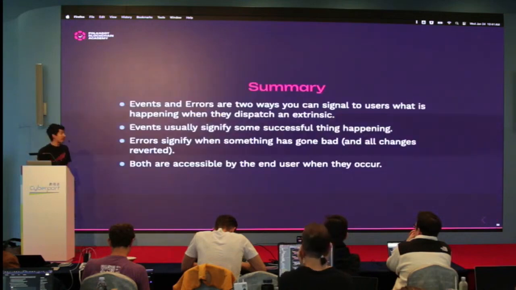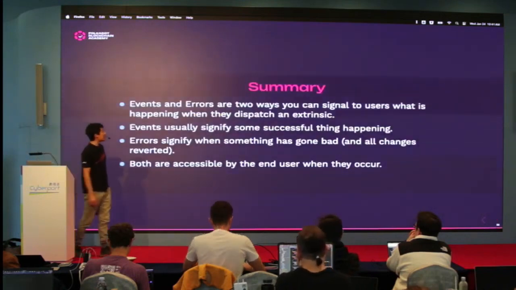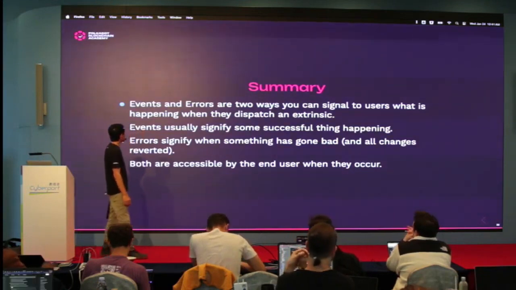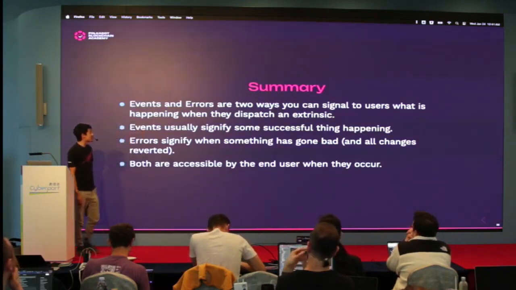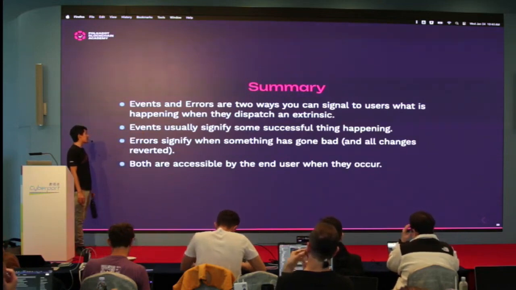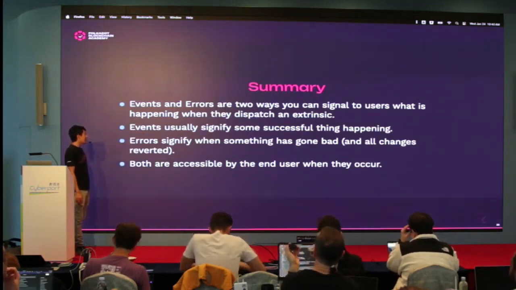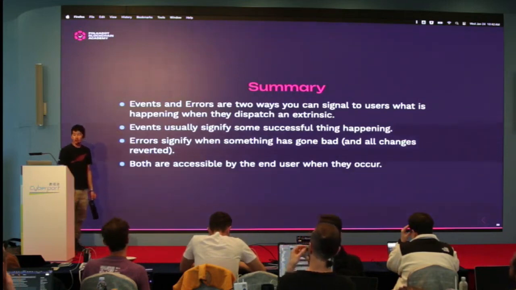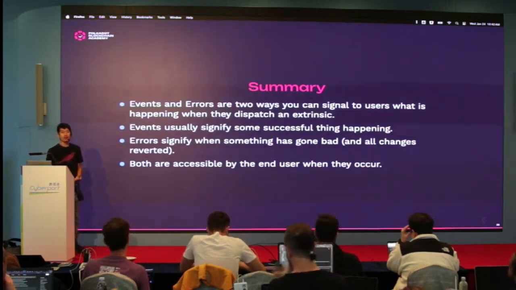Okay, so in summary, events and errors are two ways you can signal to users what is happening when they dispatch an extrinsic. Events usually signify some kind of successful thing happening. Errors signify when something has gone bad. And both are accessible by the end user when they occur. Any questions or comments on events and errors?